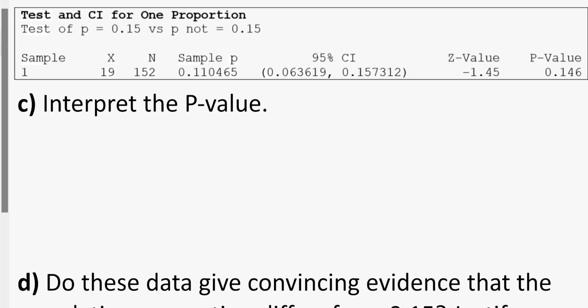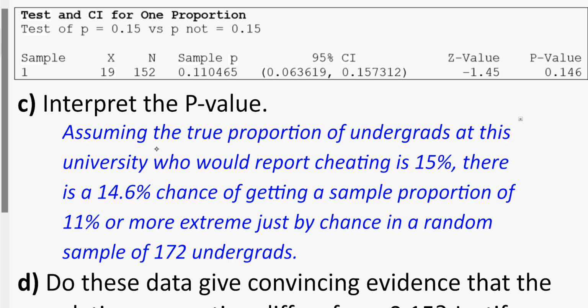So let's go back. We have this nice little fill-in-the-blank template that we've talked about, saying that assuming the true proportion of undergrads at this university who would report cheating is 15%, there is a 14.6% chance of getting a sample proportion of 11%. That's the 19 out of 172.